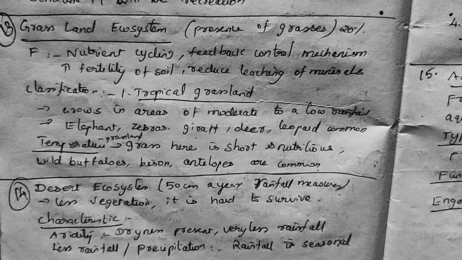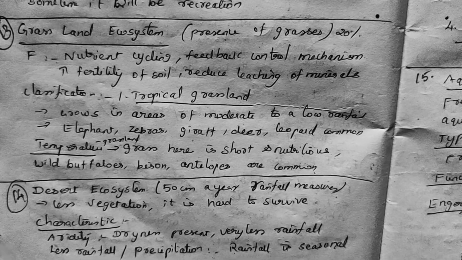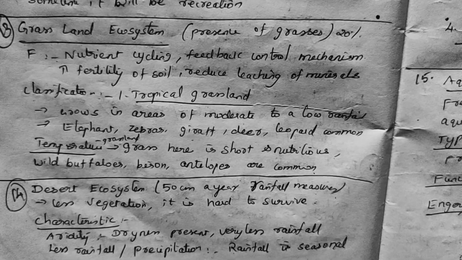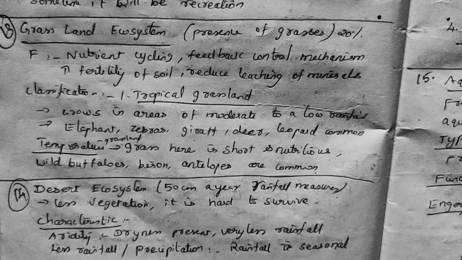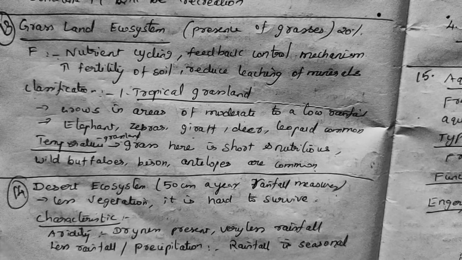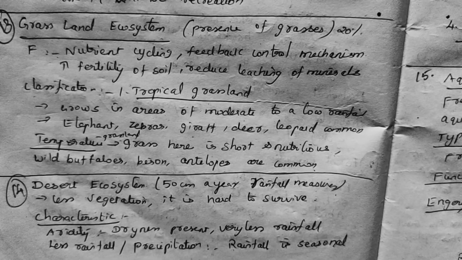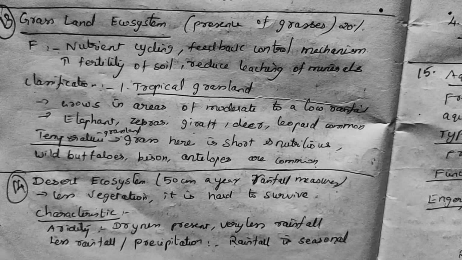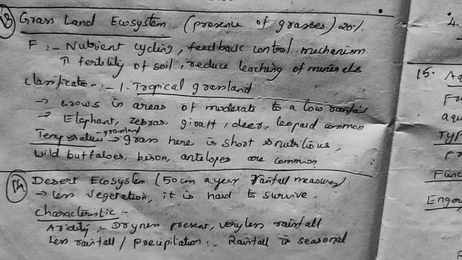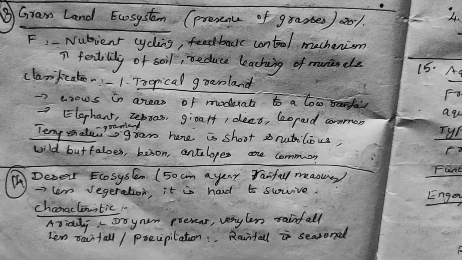Next, move on to the grassland ecosystem. Here the presence of grass is 20%, and if you see the function, nutrient cycling and feedback control mechanisms are present, which increase the fertility of soil and reduce leaching of minerals. And if you see the classifications, you have tropical grassland, and it grows in areas of moderate to low rainfall.